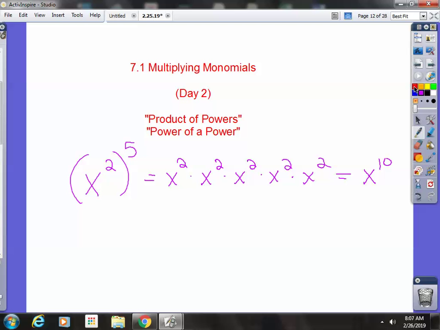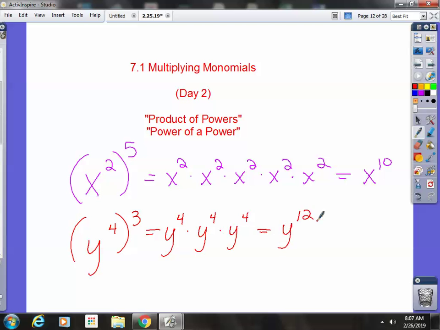What if we have y to the 4th cubed? That would be like how many y to the 4ths? 3 of them, right? So that would be like y to the 4th times y to the 4th times y to the 4th. Yesterday we learned if we have the same base and we're multiplying, we add the exponents. We do 4 plus 4 plus 4, or we could do 4 times 3. Repeated addition is just multiplication. 4 times 3 is 12. Any questions so far?